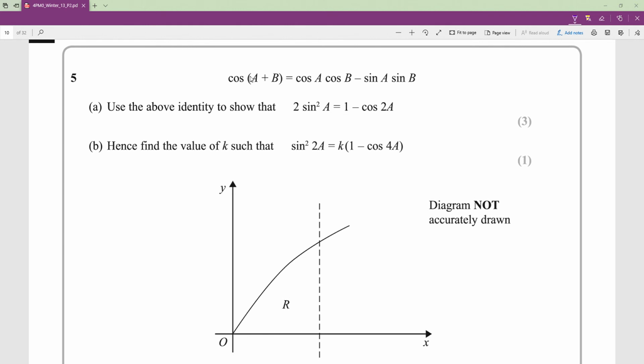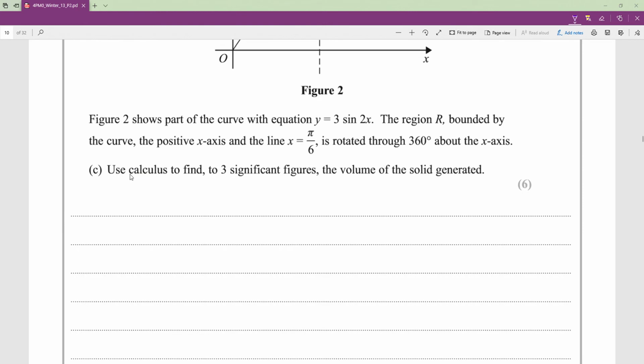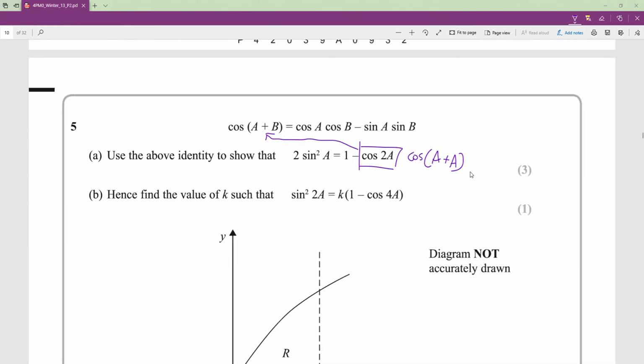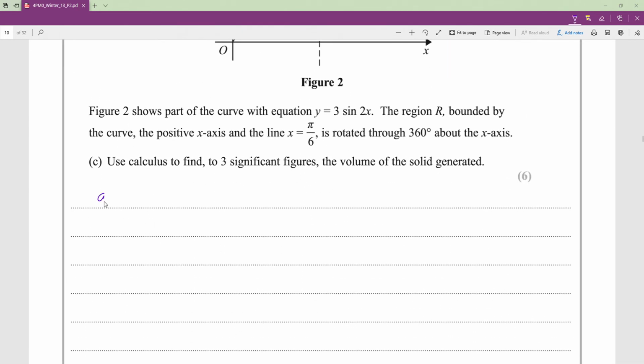Okay, cos(a + b) is cos a cos b minus sin a sin b. Use the above identity to show that 2 sin squared a equals 1 minus cos 2a. Seeing this cos 2a term makes my mind jump directly to cos(a + a), because that's the identity they give us first. That's the identity they intend us to use. So let's try cos(a + a) and see where it goes.